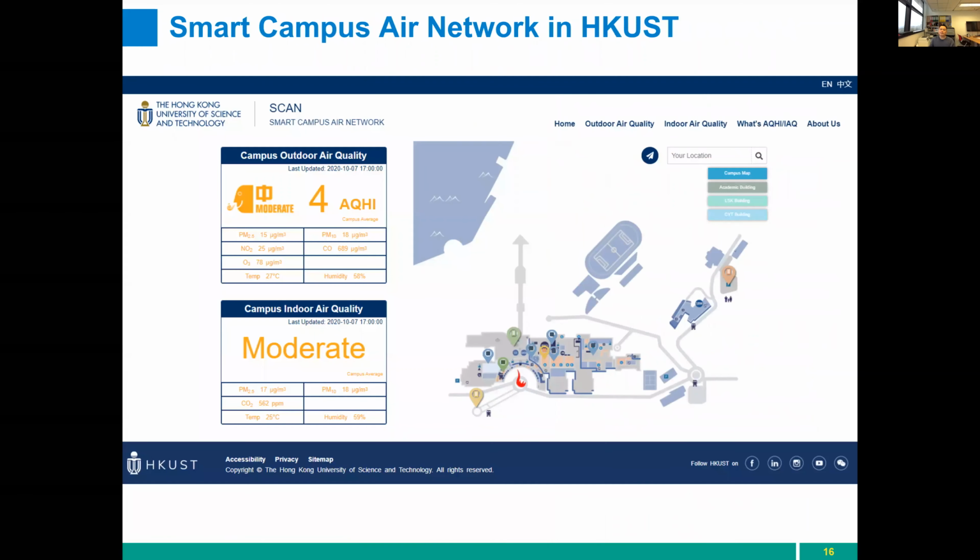Not only that, inside the campus, unfortunately, I don't have the link here. Actually, if you type in SCAN, which is a Smart Campus AI Network, I'm going to do an advertisement here. So if you type in scan.ust.hk, you actually come to the website right away. So what's going on here? We're running 30 plus sensors outside and inside the campus.